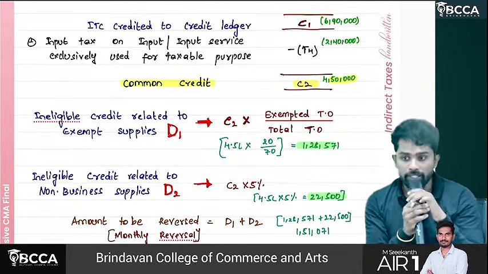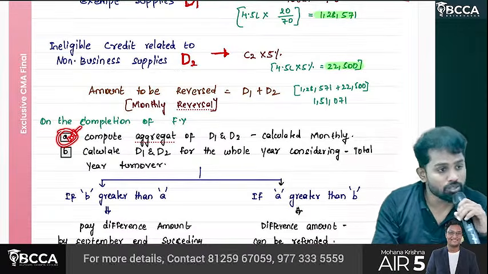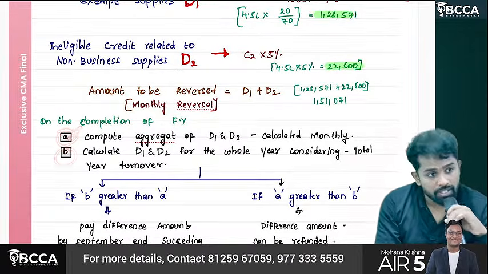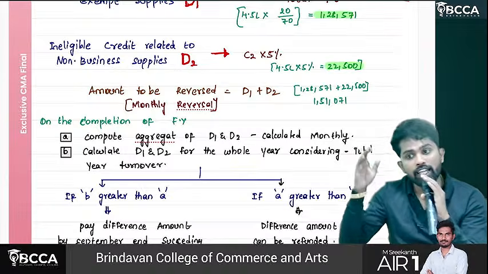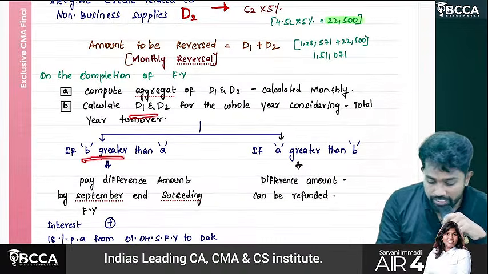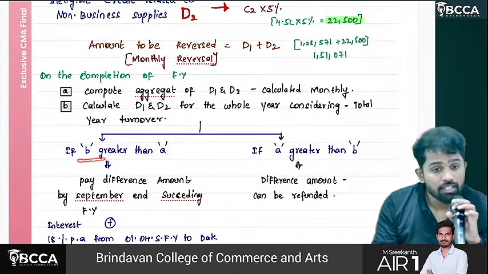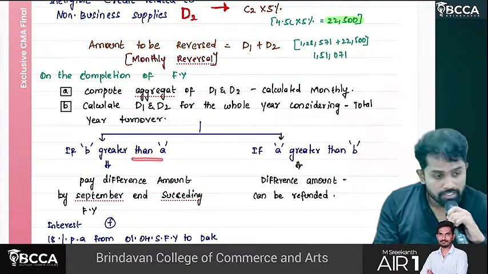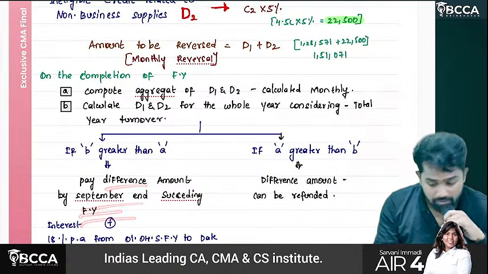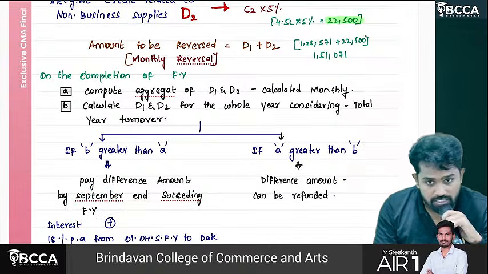So compare both. Here A is the monthly calculations total. B is what we recomputed by taking yearly figures. If the year-wise calculated amount is greater than the month-wise total, then the difference amount we need to pay by 30th September of the succeeding financial year, along with interest.